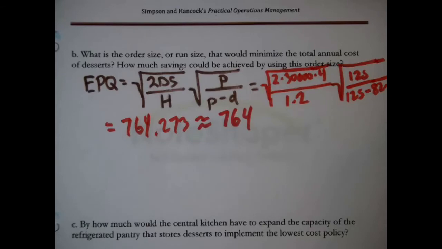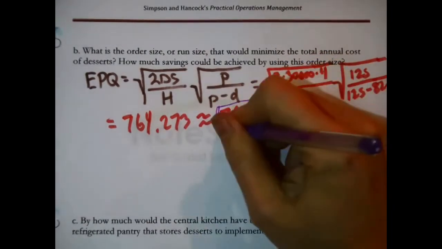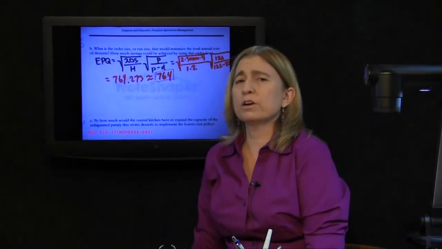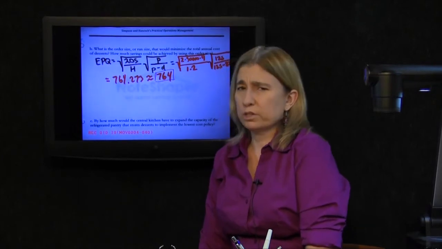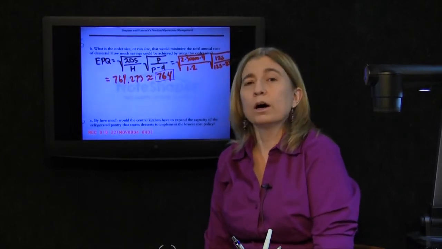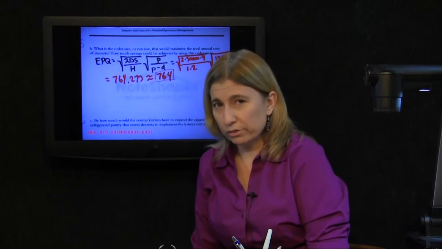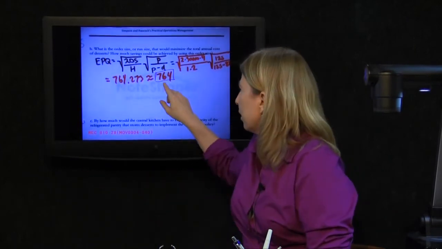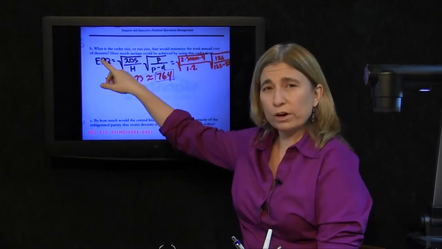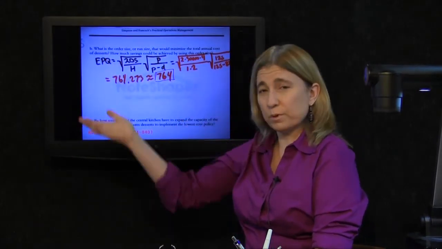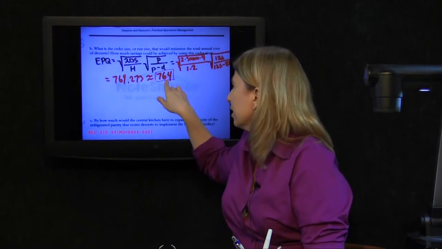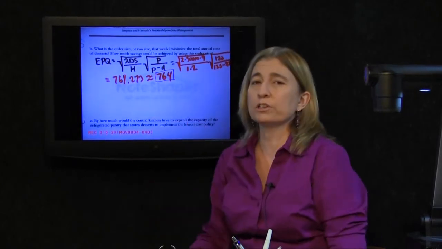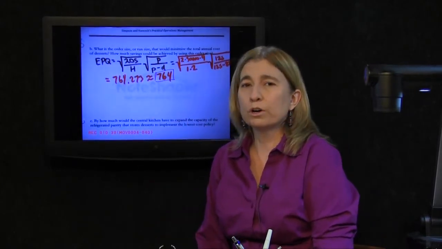Okay, now what's that supposed to mean? It means instead of making them 300 at a time, why don't we make them 764 at a time? Why? Because that will minimize those annual ordering and holding costs. Oh, okay, now that right there only answers that first question, because then it asks, speaking of minimizing those costs, well, fine, if you were to do this, how much savings would there be?